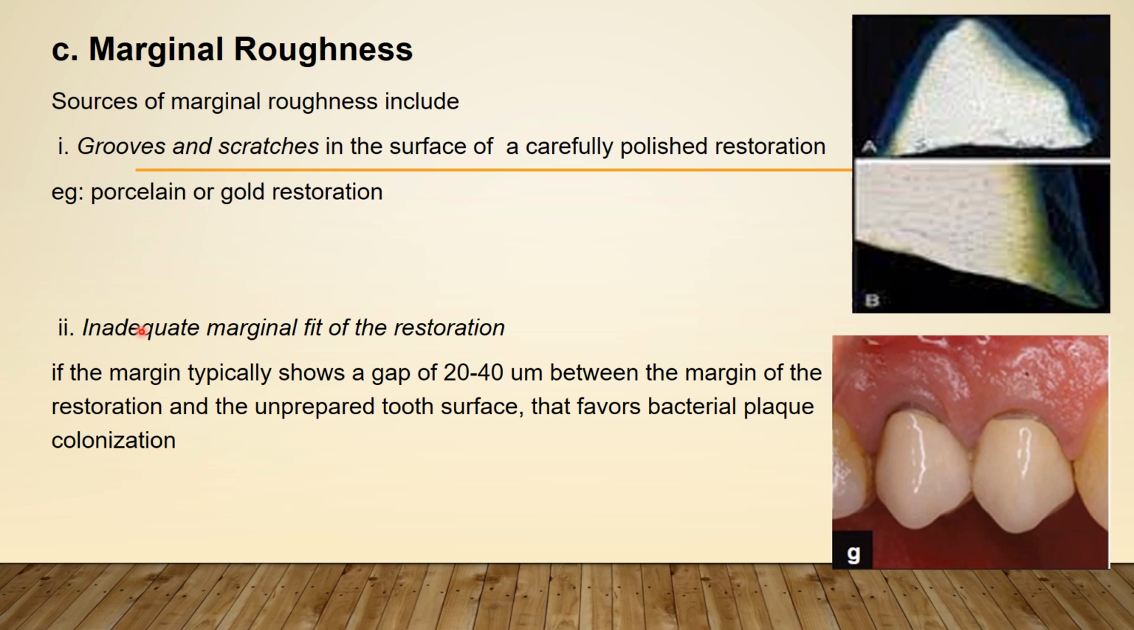The margin typically shows a gap of about 20 to 40 micrometers between the margin of the restoration and the unprepared tooth surface, which always favors plaque retention. In this picture, you can see that there is a space between the margin of the restoration and the tooth surface. So this always favors plaque retention, and this can lead to gingivitis.